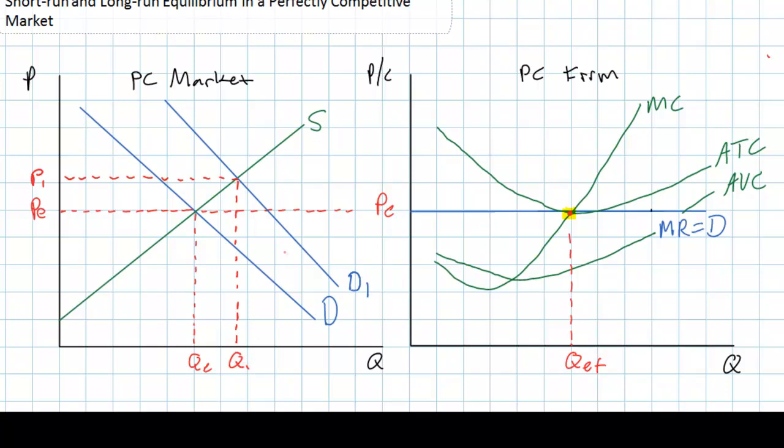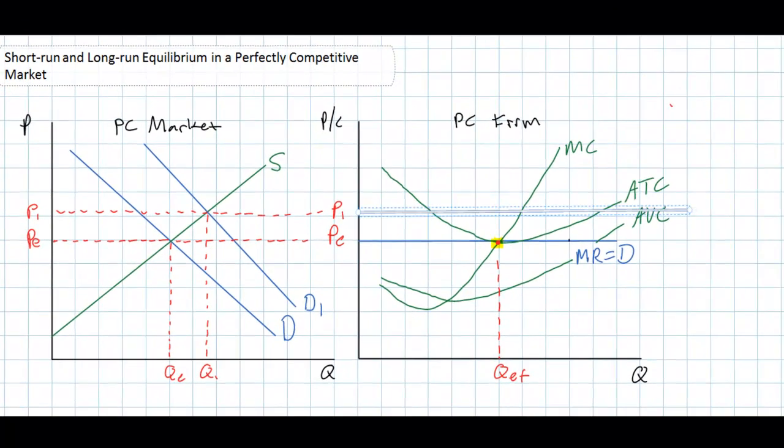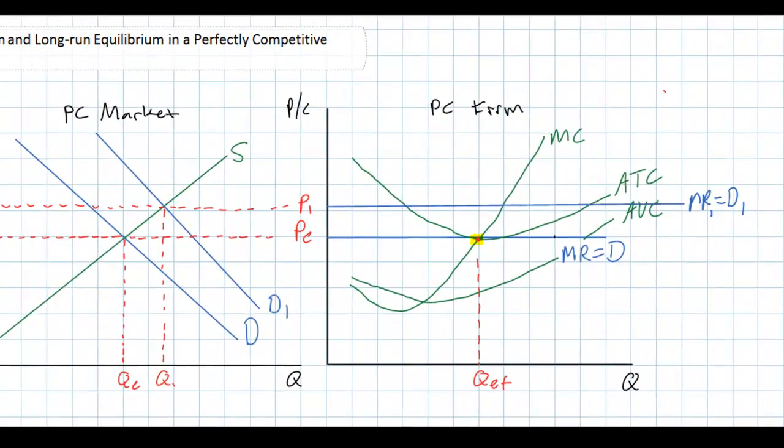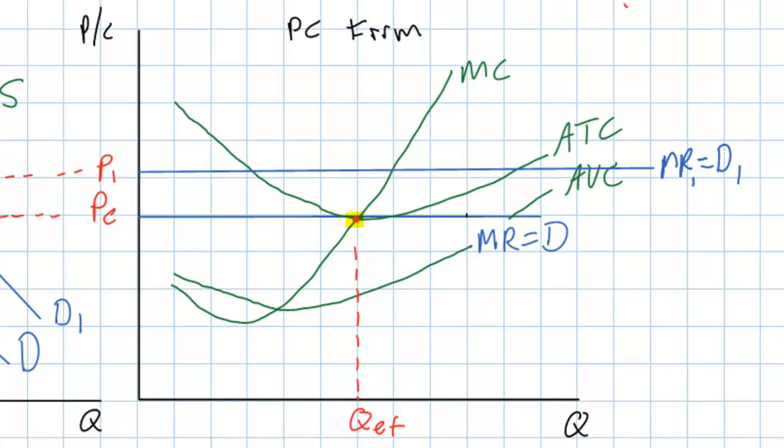But how does that look on an individual firm's diagram? An increase in the price from PE to P1 corresponds with an upward shift of the individual firm's marginal revenue curve. So we'll see a new demand curve, which is horizontal at the new equilibrium price. So we'll shift our demand curve up. Okay, there we go. And we'll call that MR1 equals D1. We've got a new marginal revenue and demand curve as seen by each of the individual firms in this market. Notice that it is still horizontal at the market equilibrium price.